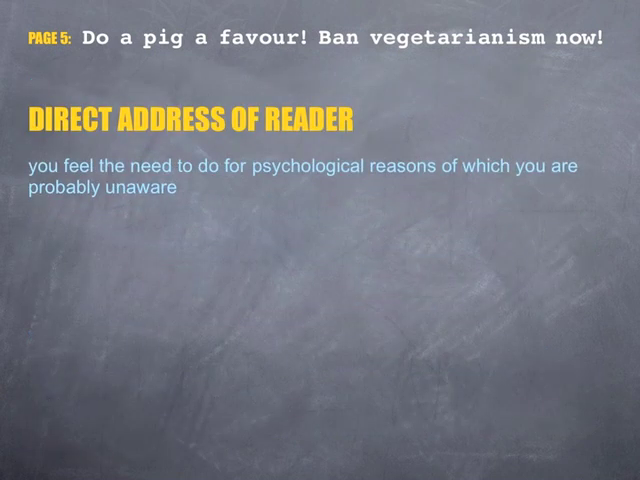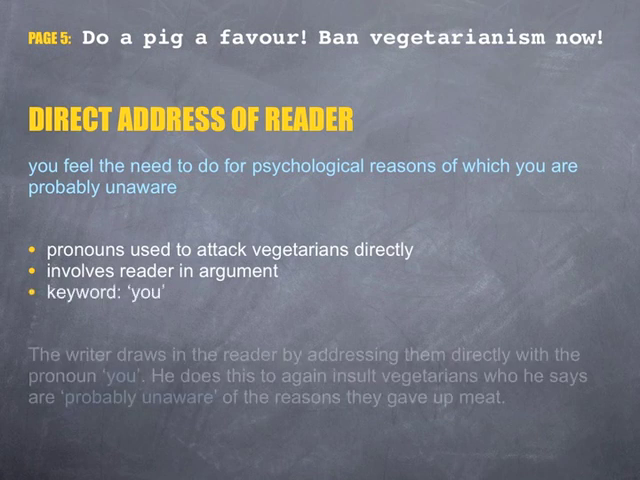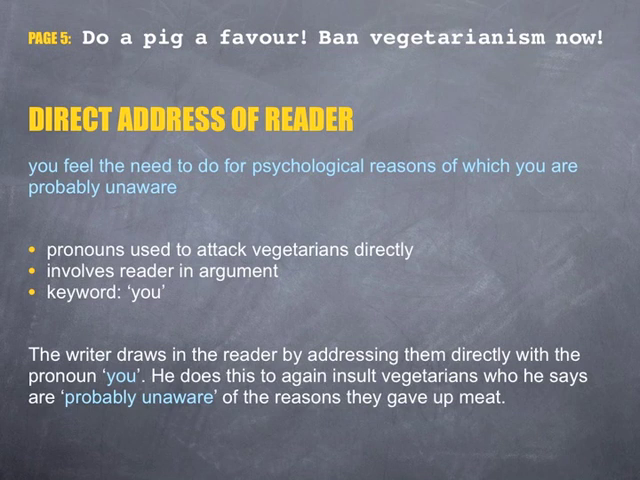Directly addressing the reader is an effective way of drawing them in and keeping them interested. The pronoun "you" is used to attack vegetarians directly. It speaks to them and involves all readers in the argument that Coren is putting forward. The keyword is therefore "you". The writer draws in the reader by addressing them directly with the pronoun "you". He does this to again insult vegetarians who he says are probably unaware of the reasons they gave up meat.